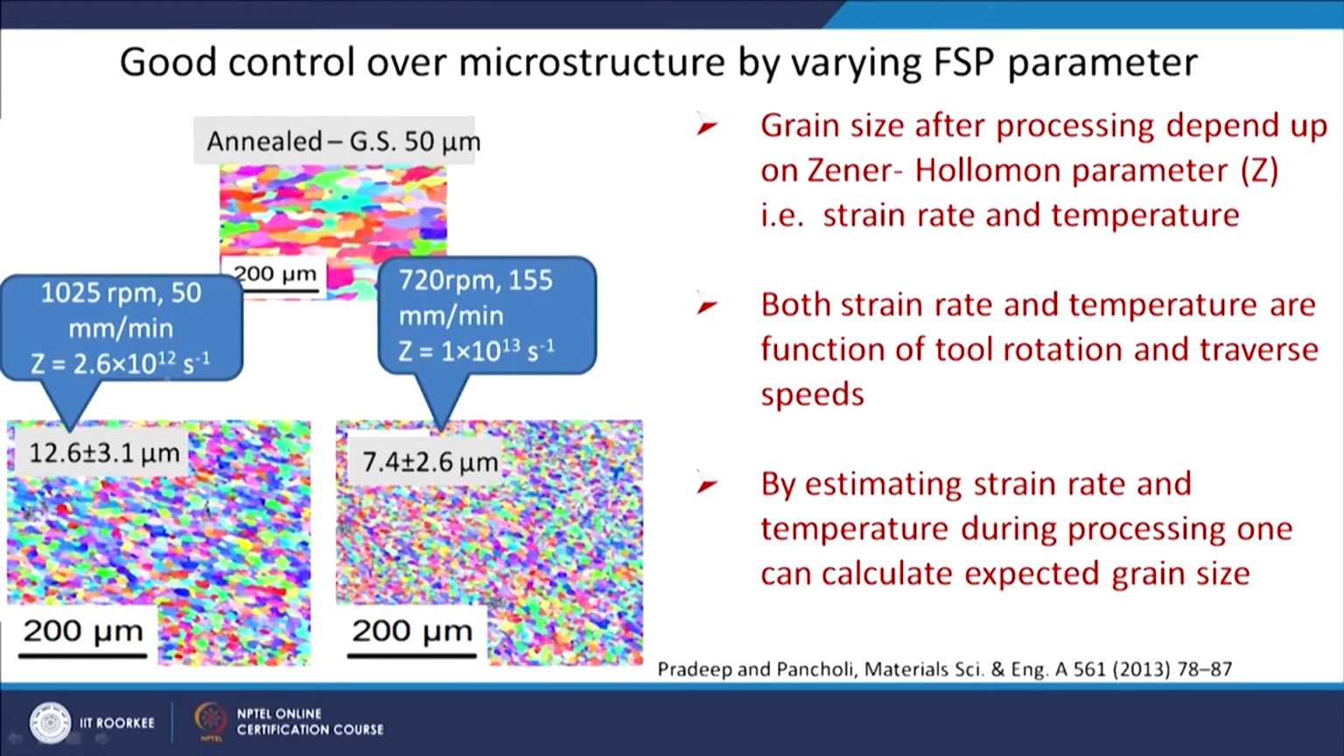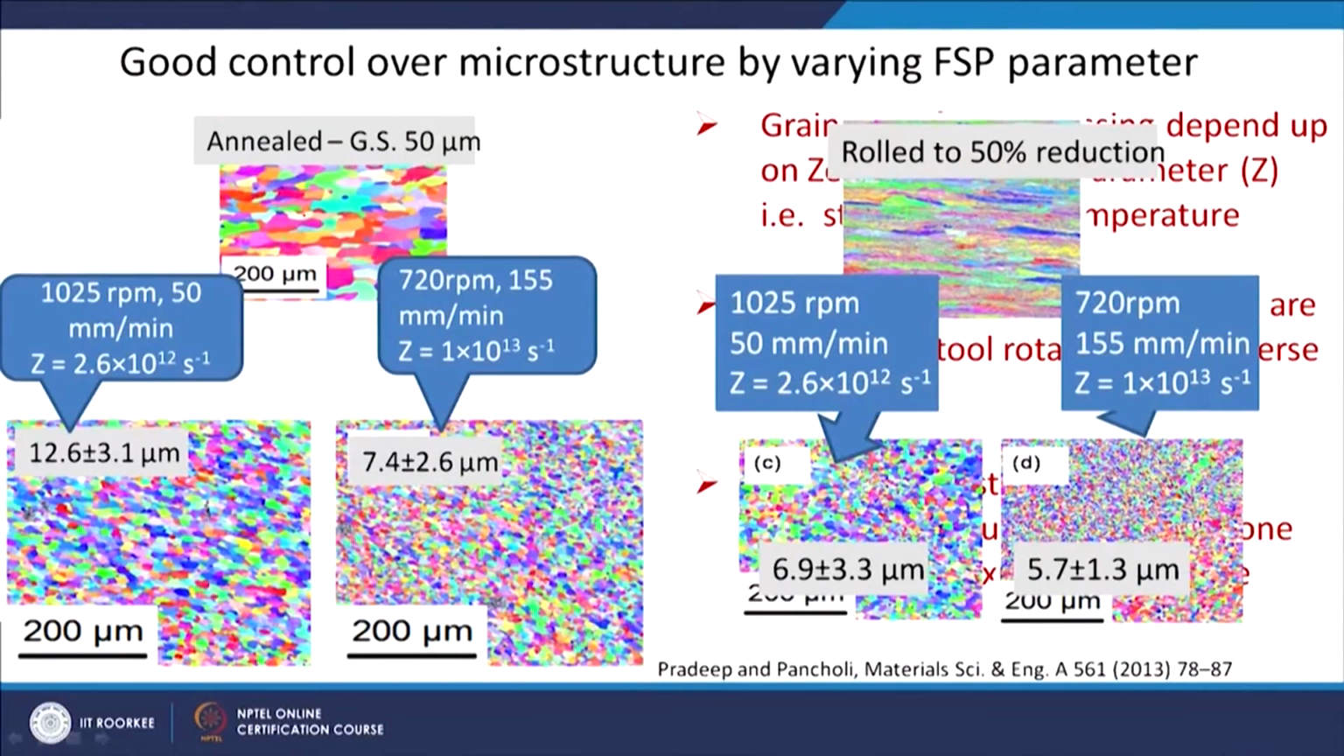Okay. So, at high rpm and lower speed I am having lower Z, and at lower rpm and high traverse speed I have higher Z. So, as Z is increasing I should have finer grain size material. So, you can see here from 12.6 to 7.4 micron grain size I am able to achieve from 50 micron. Okay. So, just by changing the rpm and traverse speed you can do a very nice control on the microstructures or the grain size.